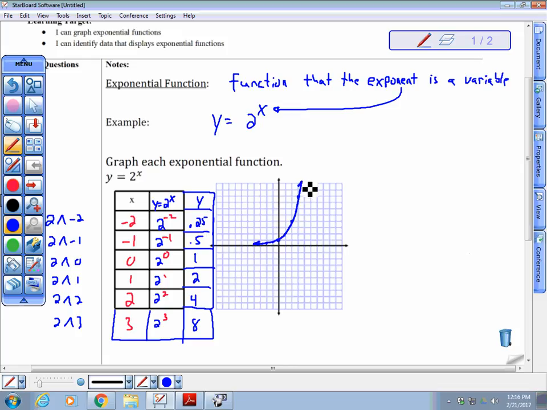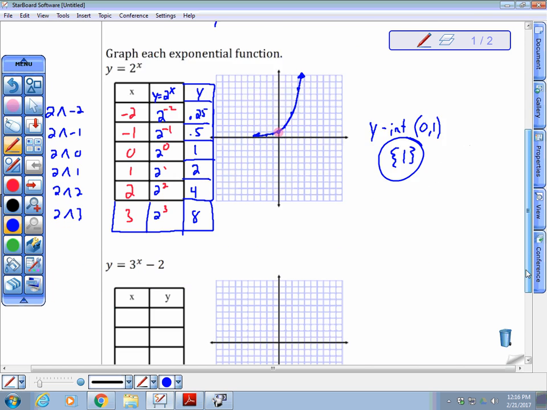It should also be noted that this bottom left section of the graph will approach the x-axis but never cross over and never go back up. So it'll basically become a near flat line at that point. We also have a y-intercept. Where is that? At 0, 1. So the y-intercept is at 0, 1. If we had to write it down as a solution set, the y-intercept is 1.